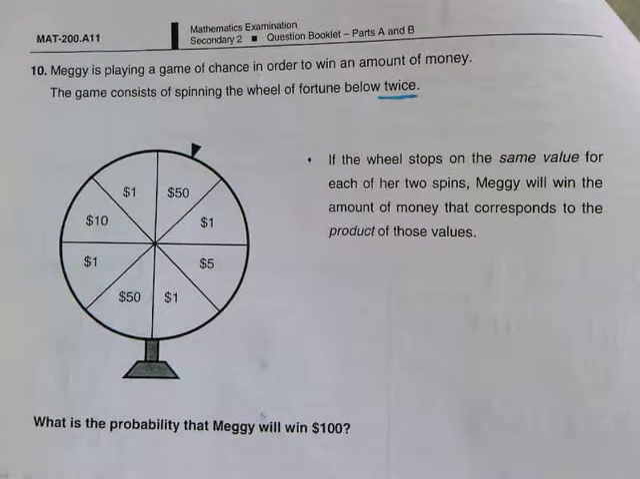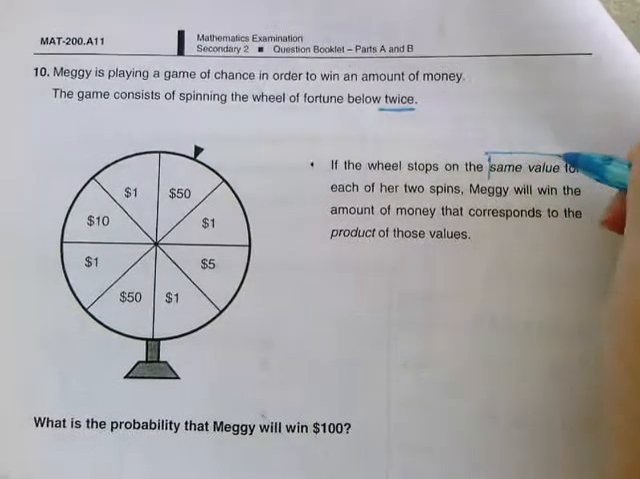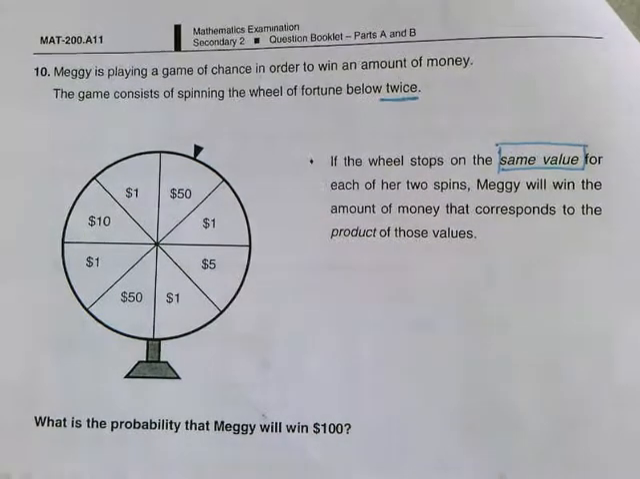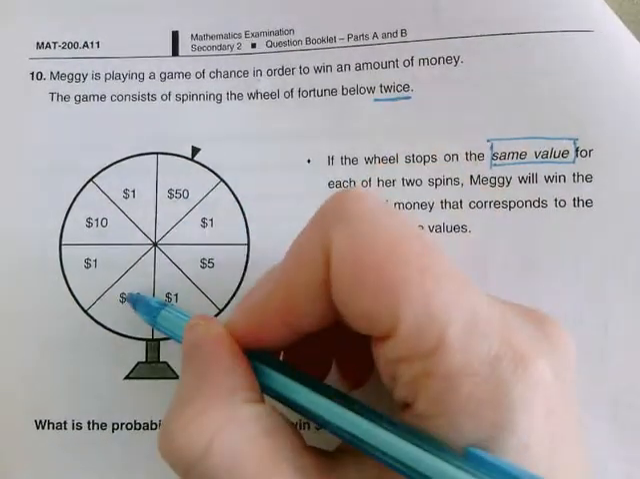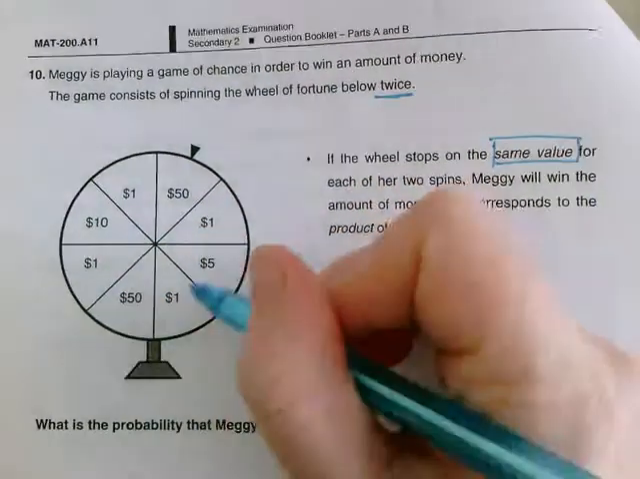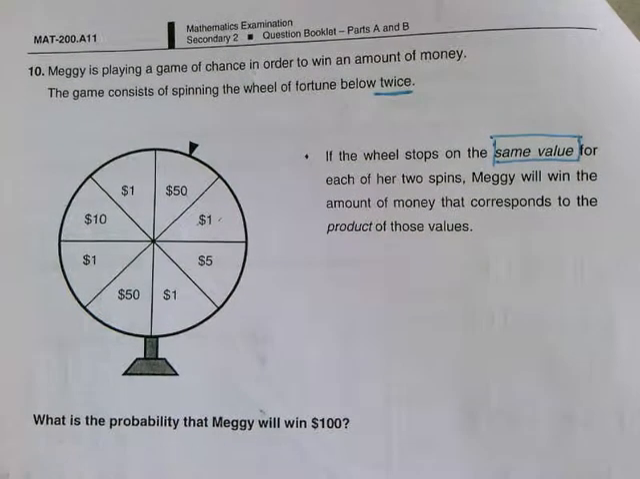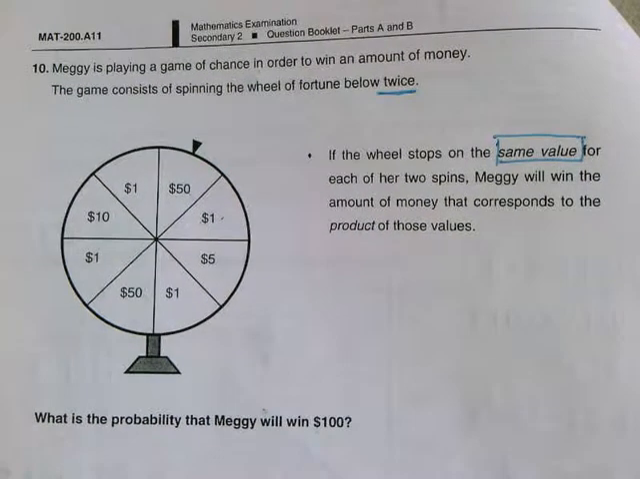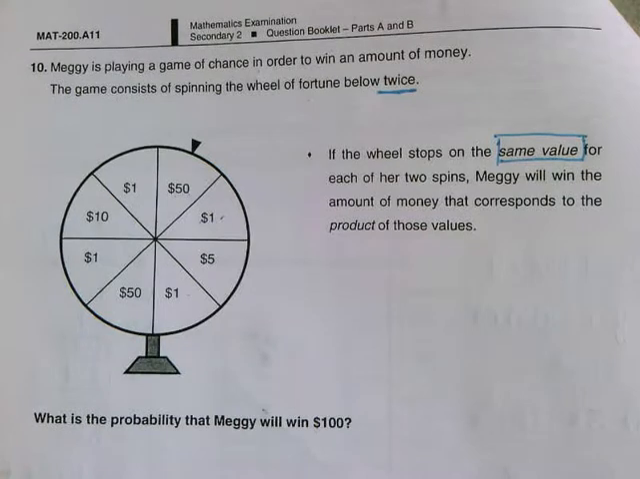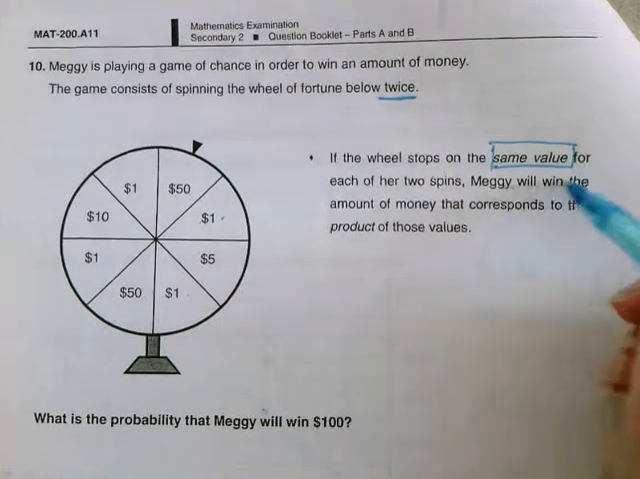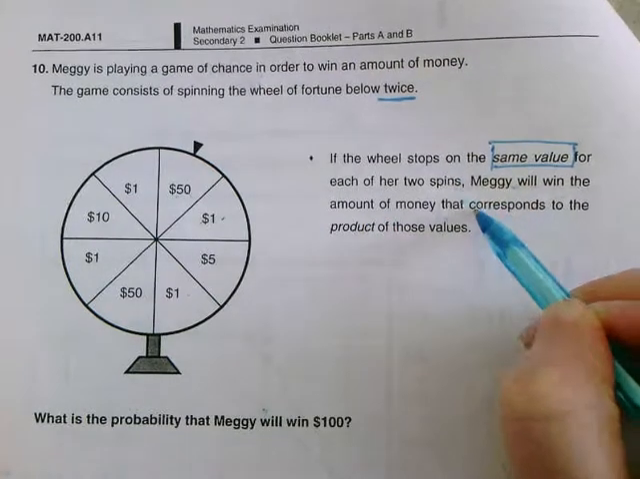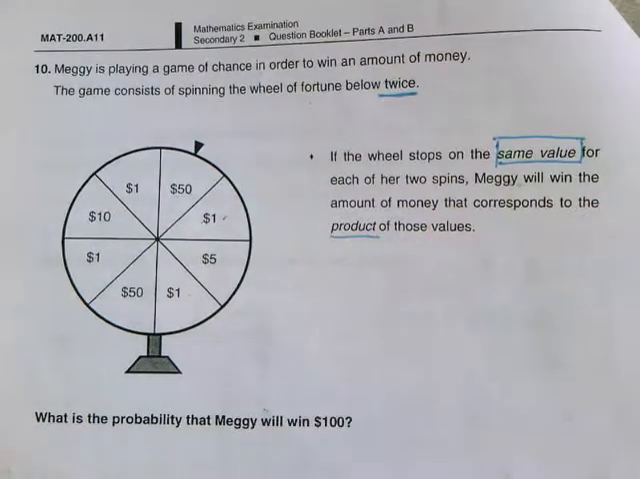Okay? So if the wheel stops on the same value, so same value means the same, it doesn't mean it has to land on exactly the same one. You have to be careful here because there's two 50s in here. There's two ones in here, or there's three actually, three ones in here. So it depends on what they're looking for, the same value. So it would have to be the same number. For each of her two spins, she's gonna win the amount of money that corresponds to the product of those values.